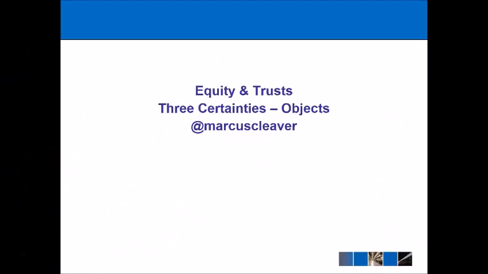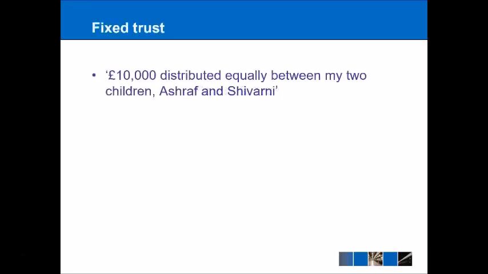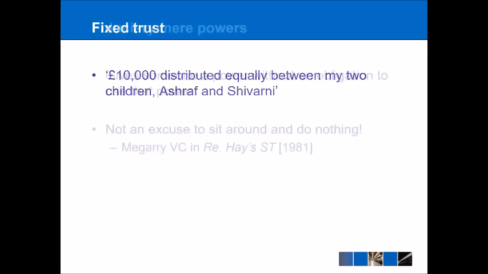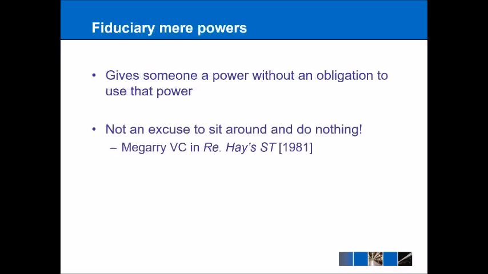Now that that's cleared up, let's get started by looking at some of the different types of trust. The first type of trust that we're going to look at is very simple indeed. These are fixed trusts, and I've just put a simple example up on the screen there. So £10,000 distributed equally between my two children, Ashraf and Shivani. In this type of situation, it's very clear who the beneficiaries are because they might be named or can be specifically defined.